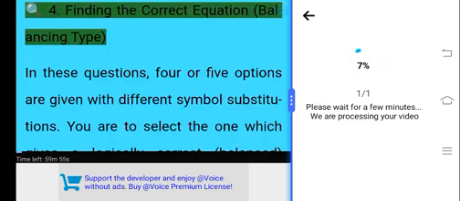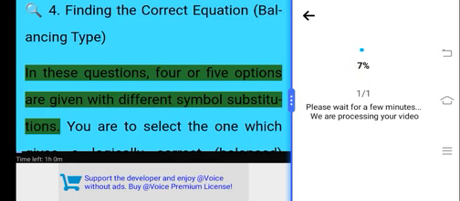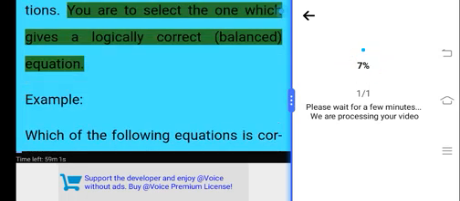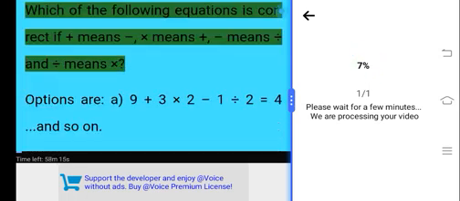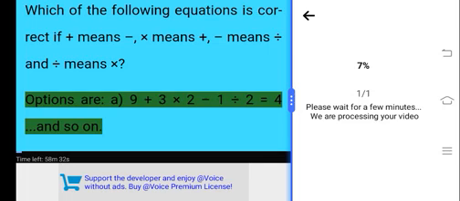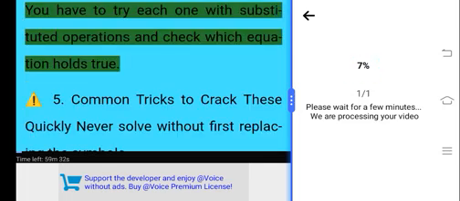Type 4, finding the correct equation, balancing type. In these questions, 4 or 5 options are given with different symbol substitutions. You are to select the one which gives a logically correct balanced equation. Example: which of the following equations is correct if plus means minus, minus means divided by and divided by means times? Options are, 9 plus 3 minus 2 divided by 1 times 2 equals 4, and so on. You have to try each one with substituted operations and check which equation holds true.